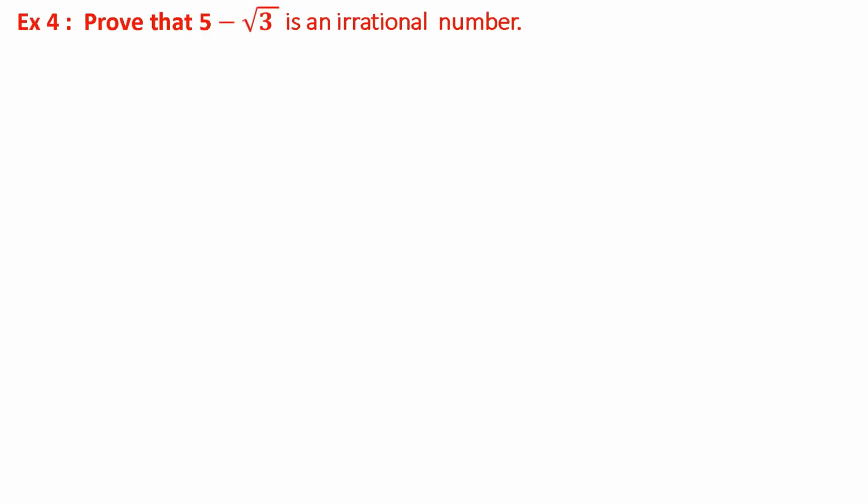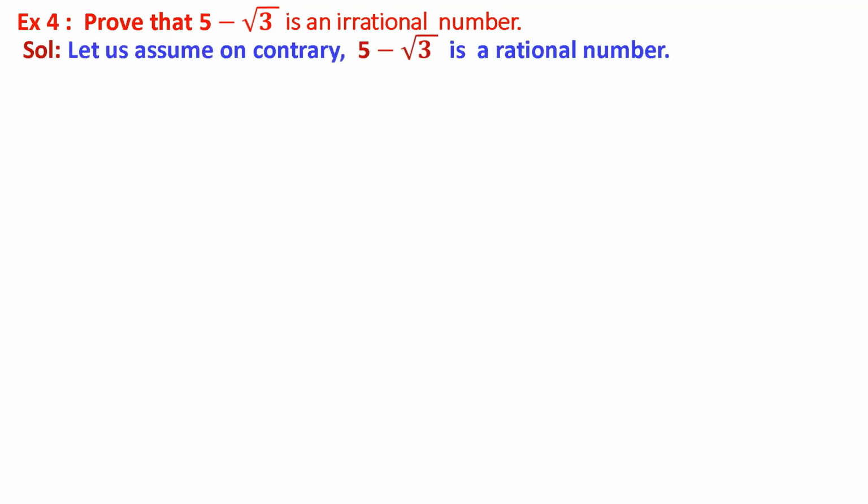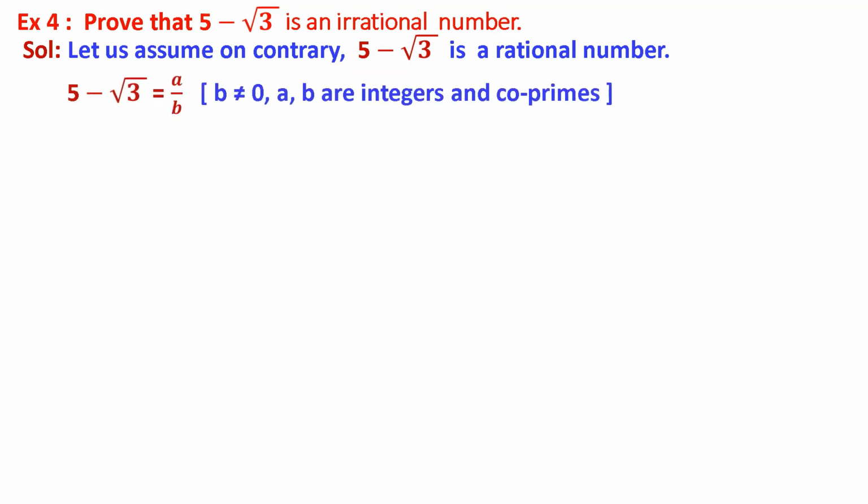Another example, prove that 5 minus root 3 is an irrational number. These questions are only model questions. Now here, by proving, let us assume on the contrary 5 minus root 3 is a rational. So 5 minus root 3 is equal to a by b, b not equal to 0, a comma b are integers and co-primes.